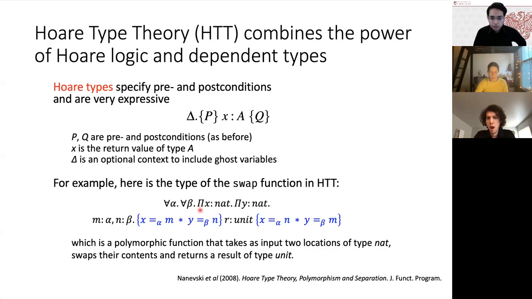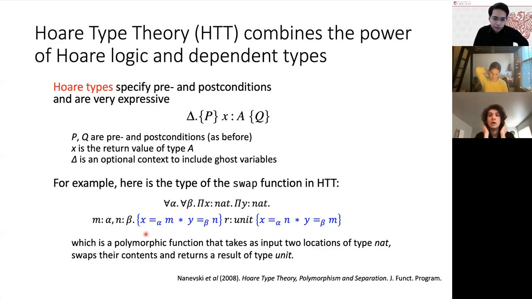This is a function. Pi is a dependent function binder from dependent types, so this is a function because it starts with a pi. It takes two variables, x and y, as input, which are locations. They are modeled as natural numbers in this example. And then it returns this output, which is a Hoare type in its complete form. Here M and N are logical variables or ghost variables. They are of these types, alpha and beta, so they are polymorphic.